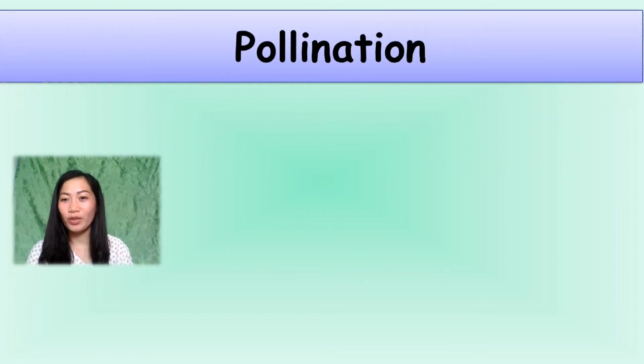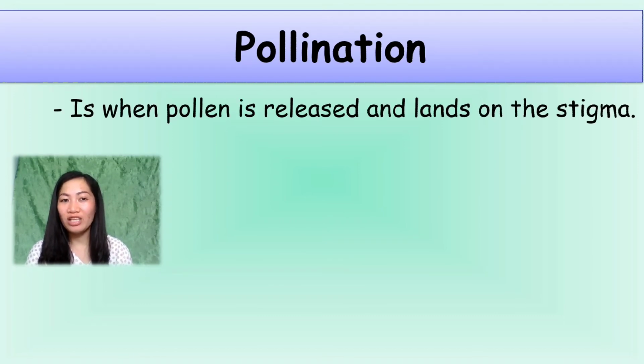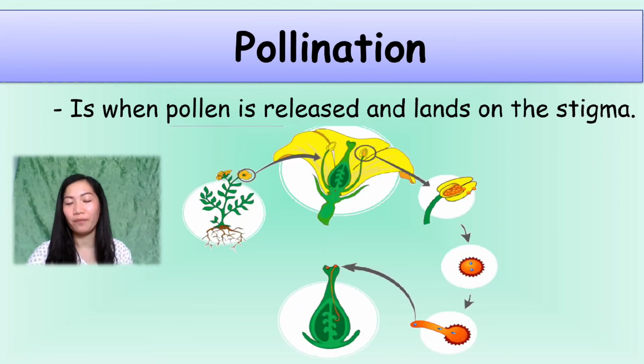Okay, we have pollination. When we say pollination, it means the pollen is released and lands on the stigma of a flower. Like for example, we have here the hibiscus flower. What do you call this part of a flower? Alright, this is the anther. In this anther is contained the pollen grain of a flowering plant. If the pollen grain lands on the stigma of a flower, then pollination will happen.